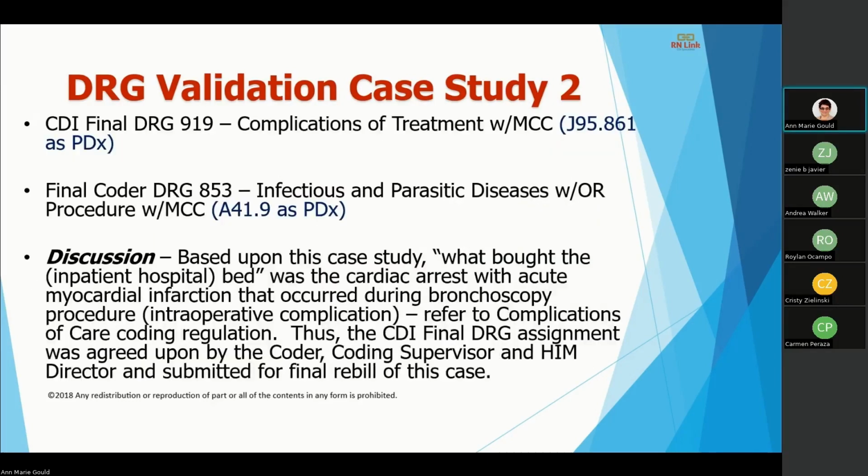And it's a complication because it was intra-op bleeding during the bronch that caused the cardiac arrest, cardiogenic shock, and acute MI on this patient. So the discussion was had between the coder and the CDI, and even the supervisor says this is a really great case study to review within our coding CDI meeting.